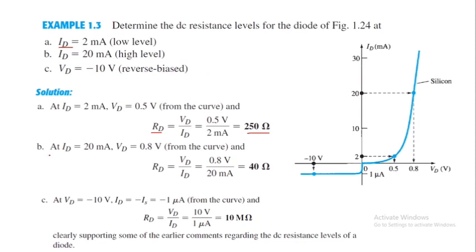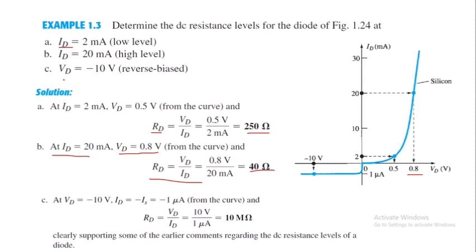Now for part B, we have to find RD for ID equal to 20 milliampere. For ID equal to 20 milliampere, we have found the value of VD from this curve, that will be VD equal to 0.8 volt. Now putting it in the equation will give us 40 ohm, the value of RD.